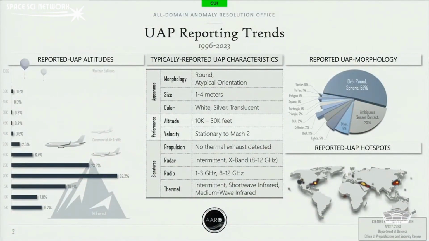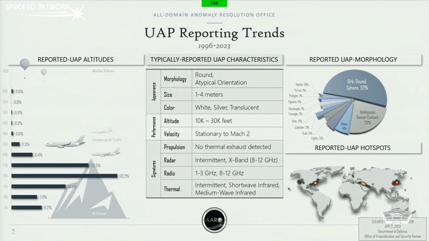What you'll see on the left is a histogram of all of our reported sightings as a function of altitude. So most of our sightings occur in the 15 to 25,000 foot range, and that is ultimately because that's where a lot of our aircraft are.